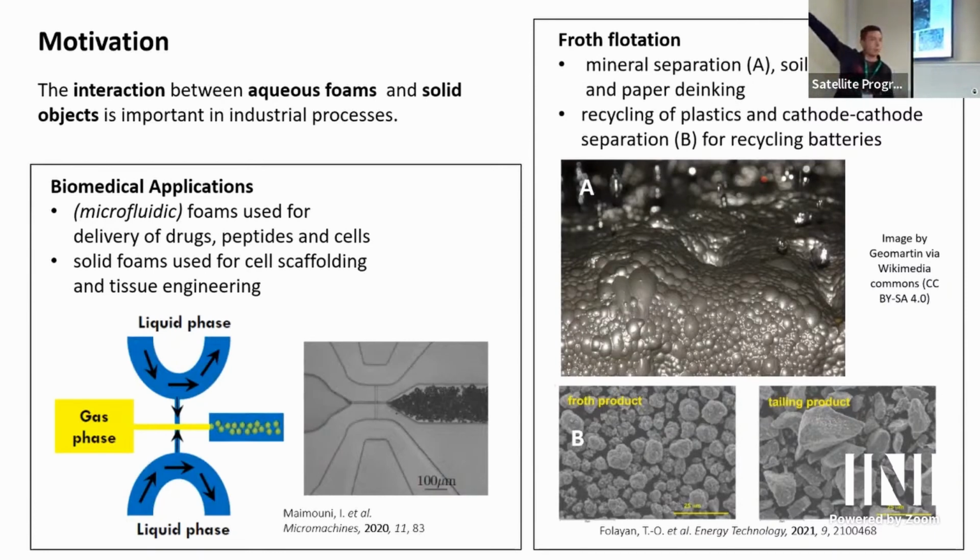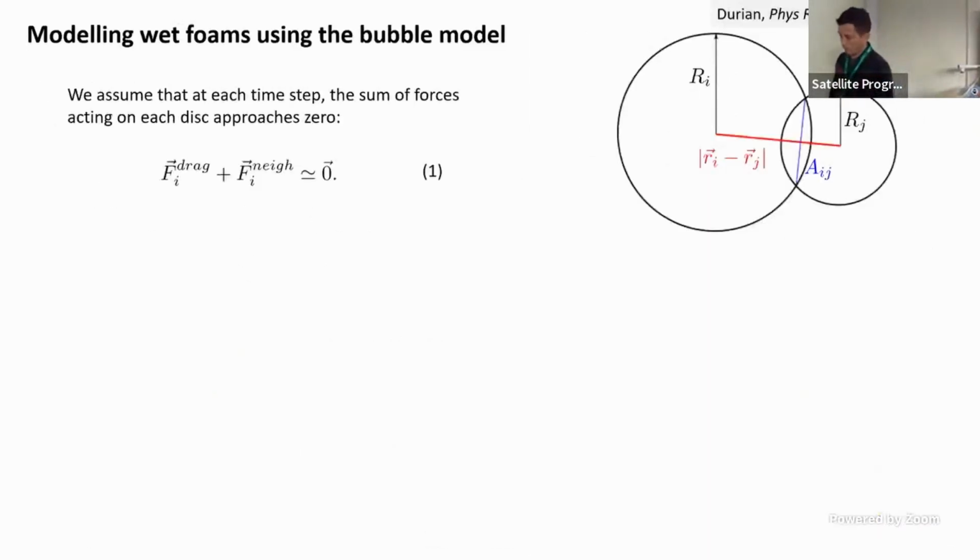So for example, foam is used for flotation, to separate minerals from waste material and so on, for recycling, paper de-inking, and cleaning soil and so on. So in that case, foam is quite wet. So I want to consider large foam structures. And so we're going to use this simple model, Durian's bubble model, where I'll start off by imagining this in 2 dimensions. So each bubble is a soft disk in 2 dimensions, and when bubbles overlap, there will be some elastic repulsion between these bubbles.